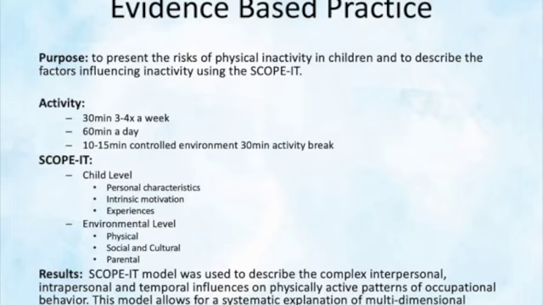So with the Scope It, they broke it down into only a child and an environmental level this time. At the child level, there were different personal characteristics that got in the way of physical inactivity. Some of those patterns included age, gender, motor coordination, and then physical fitness. The next one was intrinsic motivation. They summed this up as choice, effort, and then persistence.